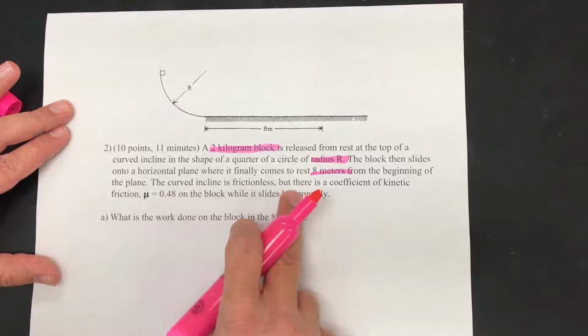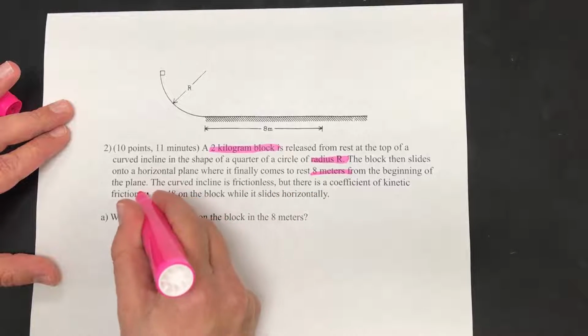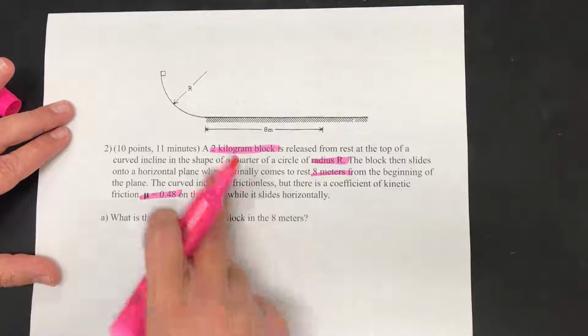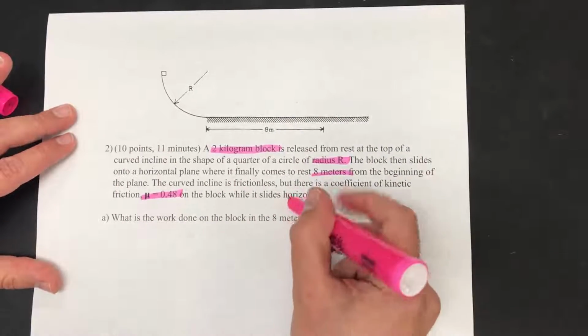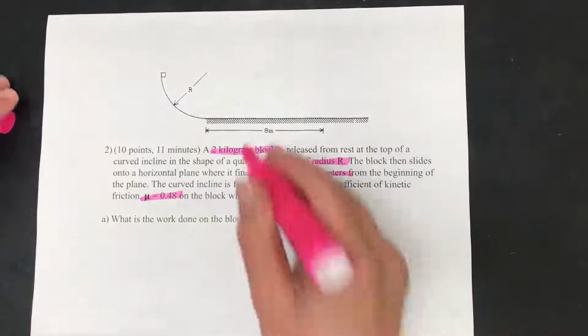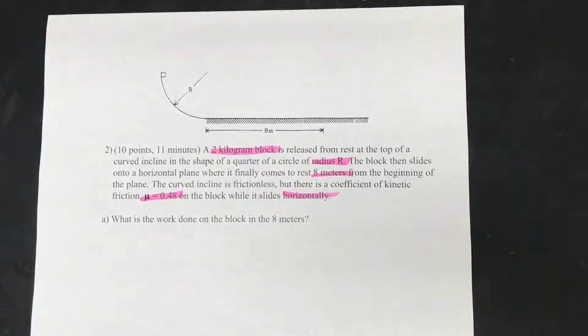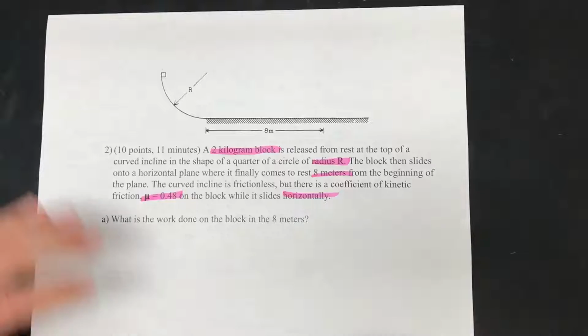The curved incline is frictionless, but there's a coefficient of friction of mu equals 0.48 while the block slides horizontally. So only in this rough portion here, indicated by the dashed lines, is there that friction. So what is the work done on the block in those 8 meters?